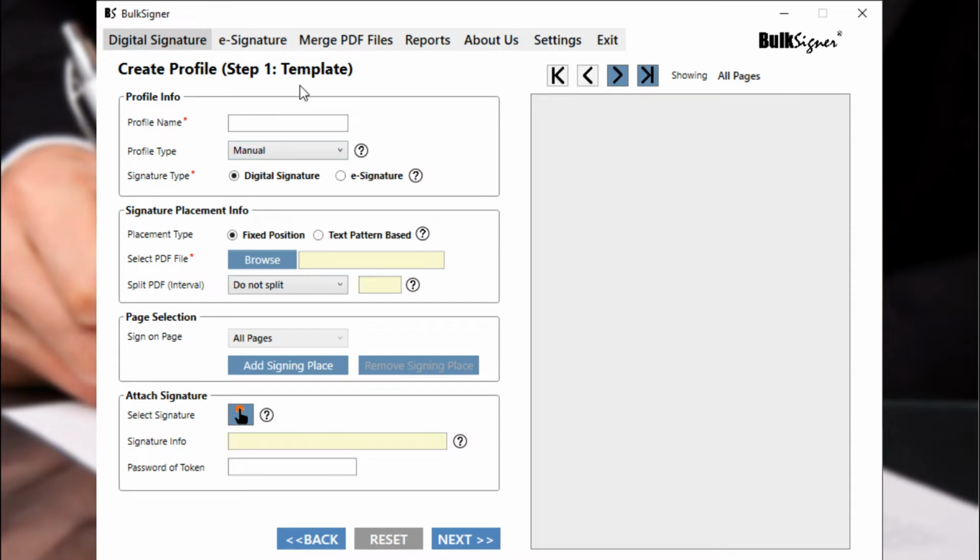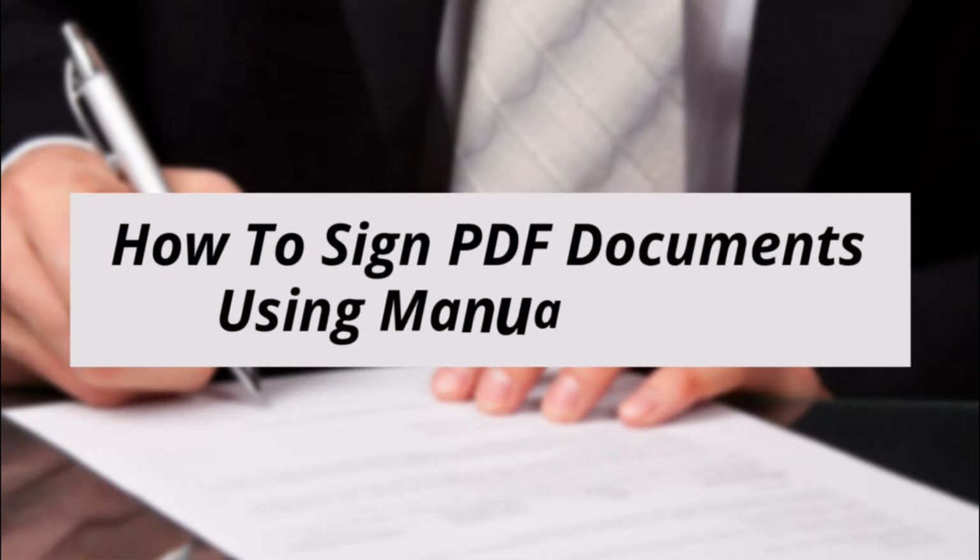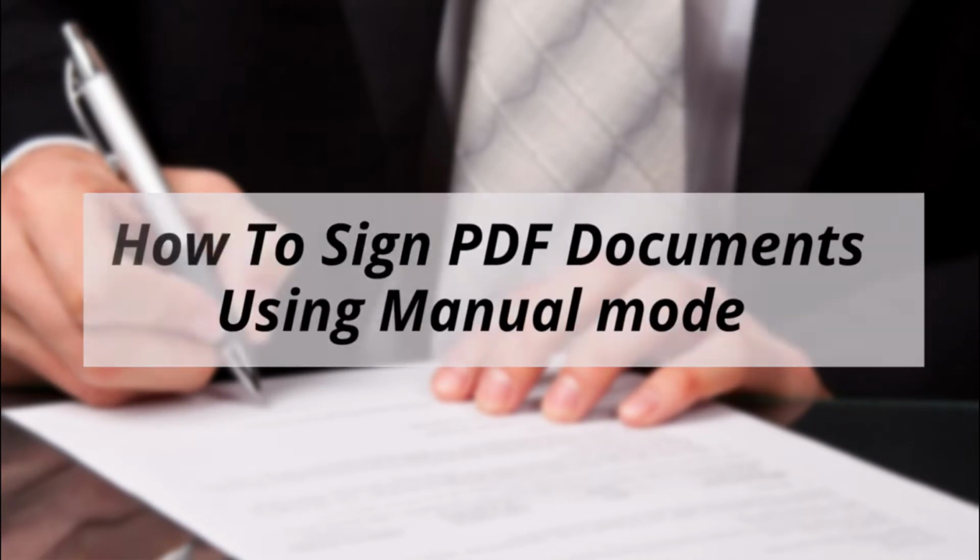In Step 1 template, first give profile name. As we can see, there are two types of profile. Manual mode, where you will be selecting files manually, and the other is service mode, where once a profile is created, we just have to run the process, then documents will get automatically signed to the destination folder. Let's see how to sign PDF documents using manual mode.